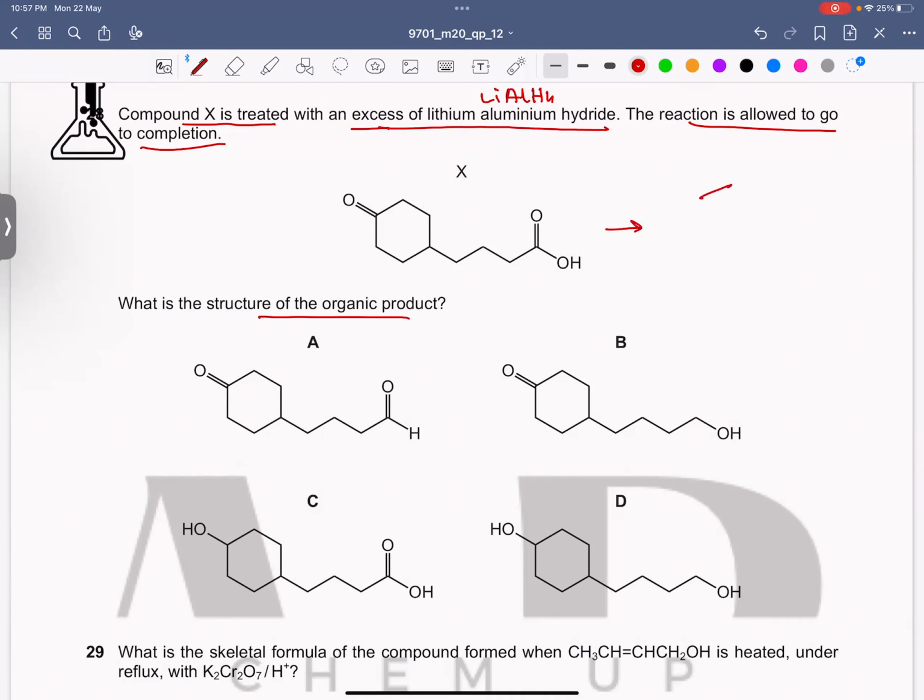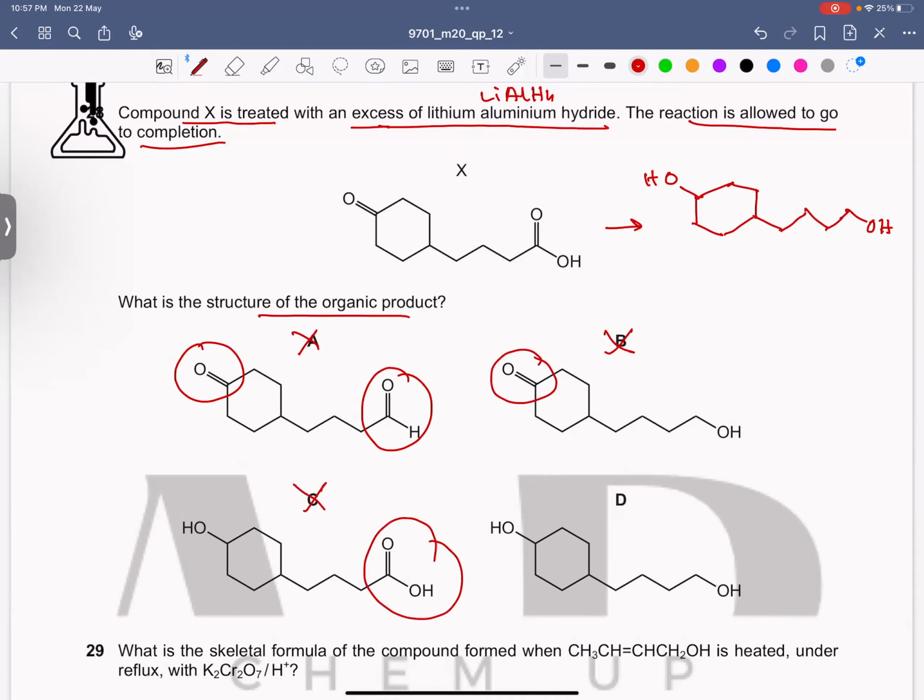So if you recall, there is a ketone. So what would happen? It turns into an alcohol. Then there is a carboxylic acid. It also turns into an alcohol. So on the basis of this, due to this and this, A goes wrong. Due to this, B goes wrong. C goes wrong due to this. And D is our correct answer because both are turning into an alcohol. Is this clear?